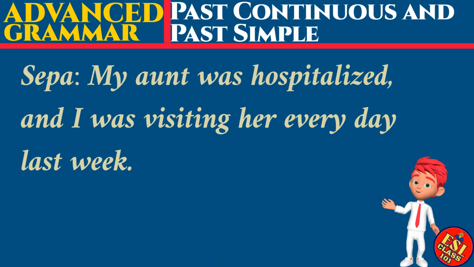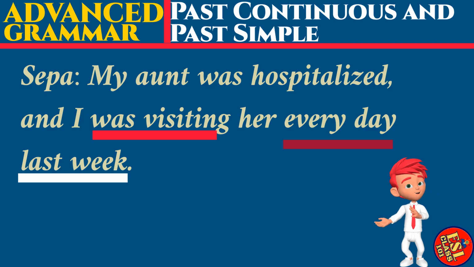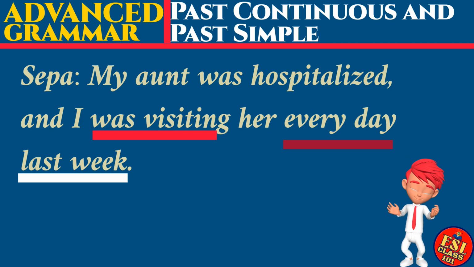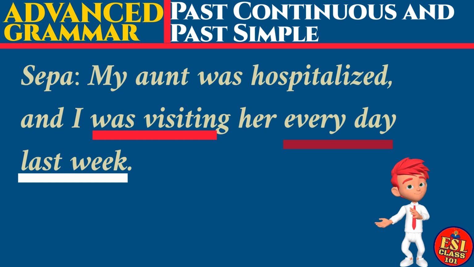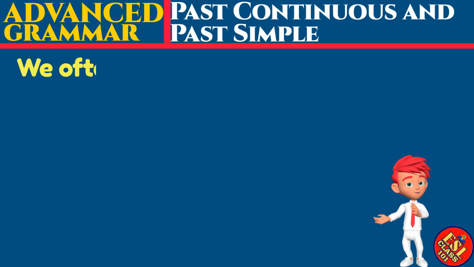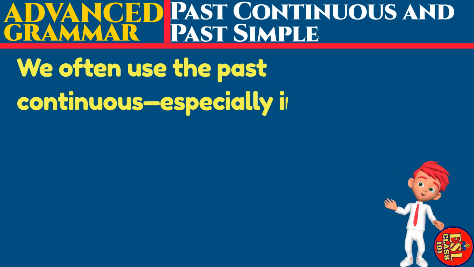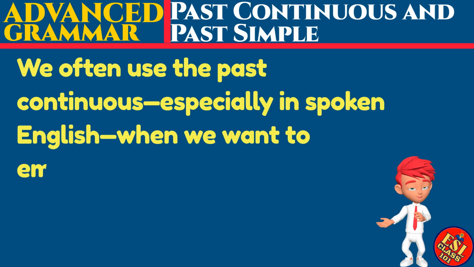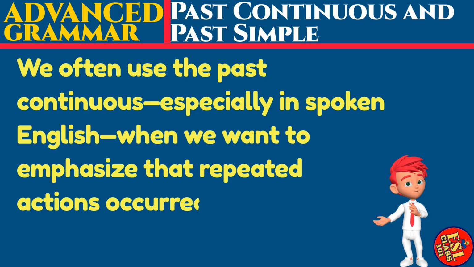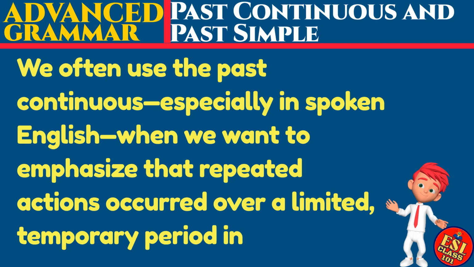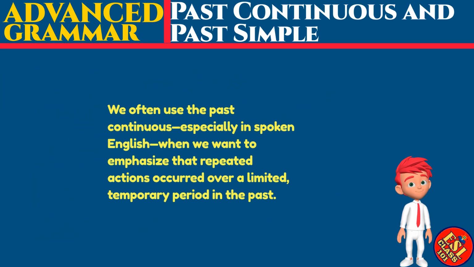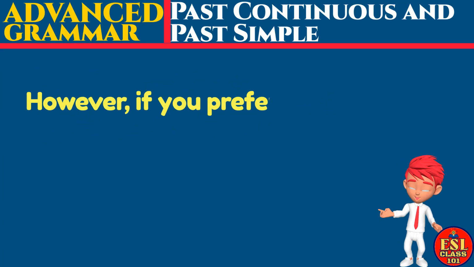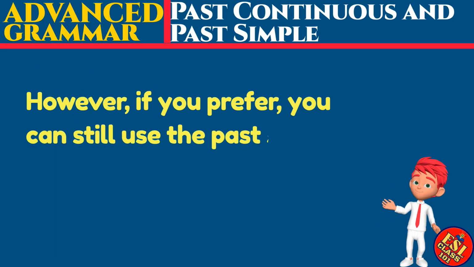Notice that Saper used the past continuous to describe what she was doing repeatedly last week. We often use the past continuous, especially in spoken English, when we want to emphasize that repeated actions occurred over a limited, temporary period in the past. However, if you prefer, you can still use the past simple.